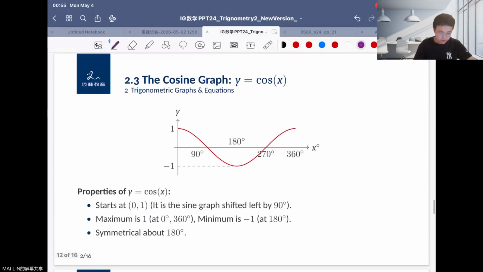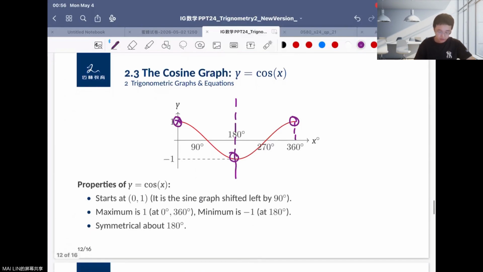And here is the cosine graph, y equals cosine x. It starts at (0, 1). The maximum is 1 at 0 and 360 degrees; these two points are both 1. The minimum value is -1 at 180 degrees. So the symmetrical line for the cosine function is at 180 degrees.